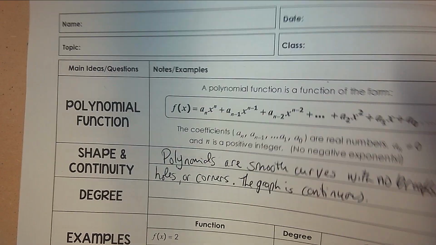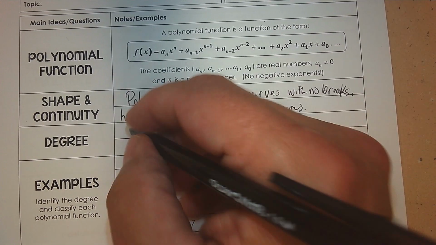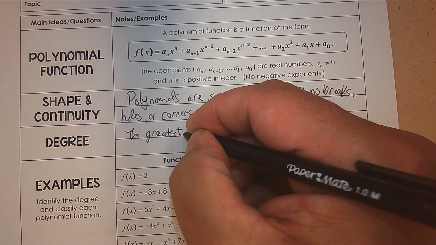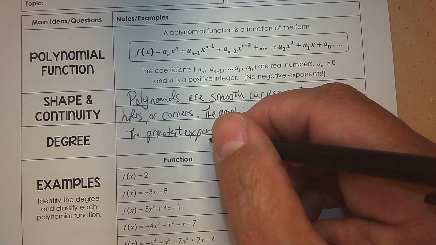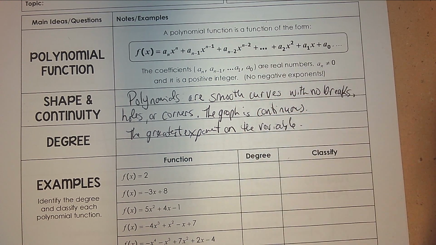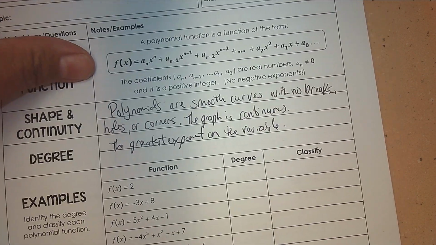Degree. What does the word degree mean when we talk about a polynomial? So degree is the greatest exponent. So if you look at a polynomial and you can tell me the greatest exponent that you see on the variable, that exponent is called the degree. So here are some examples of polynomials.